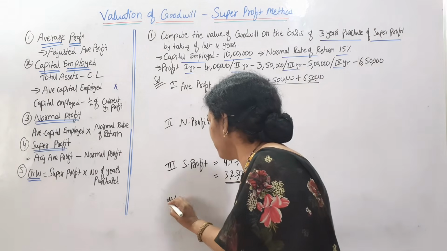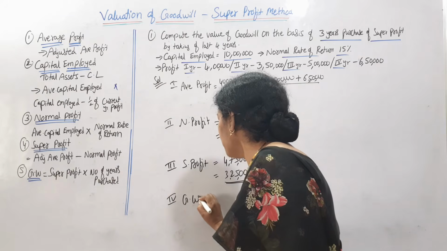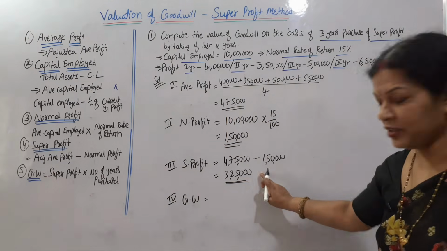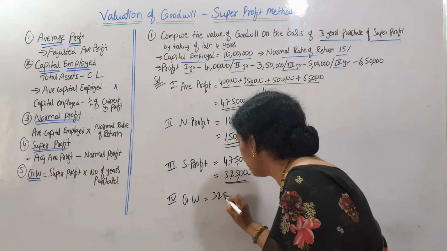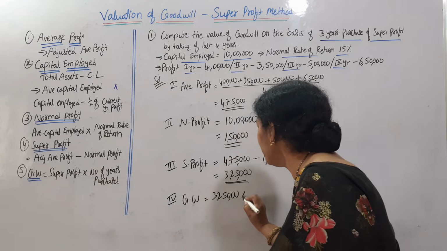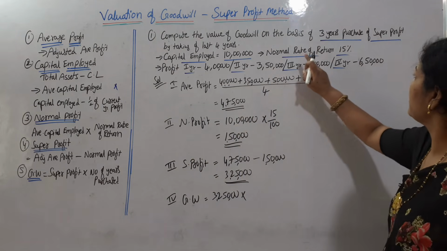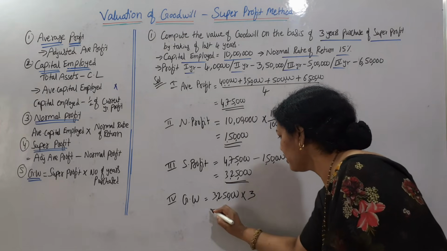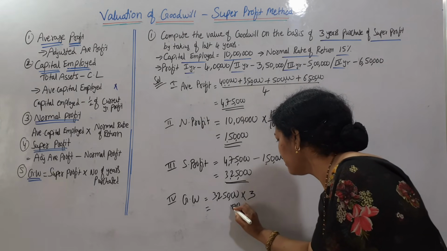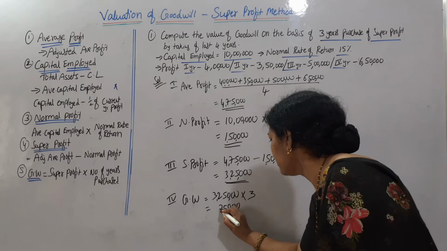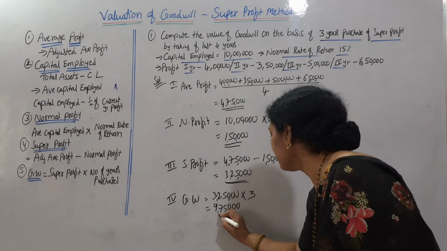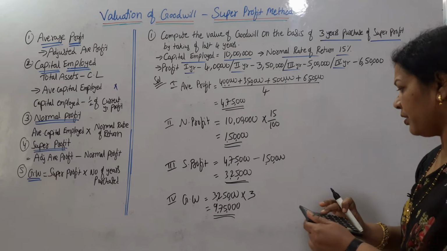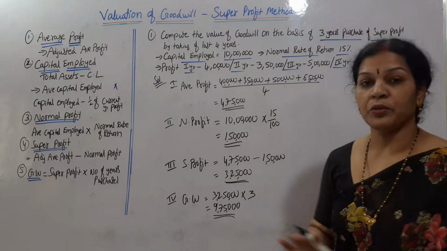So we'll write the formula for goodwill. Goodwill is equal to super profit into number of years purchased. Super profit you got it, 3,25,000, multiplied with number of years purchased. 3 years purchase of super profit, 3 years, okay, into 3. 3,25,000 into 3, yeah, 9,75,000. That's all. You got the goodwill.